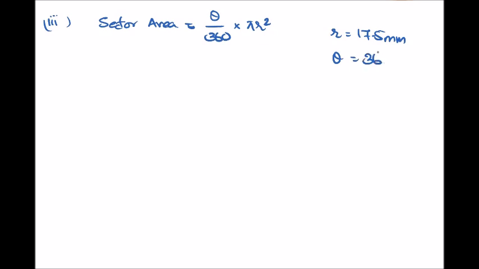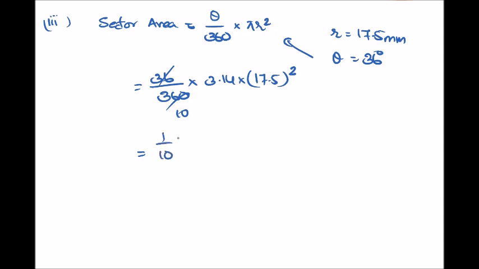Third question is find the area of each sector of the brooch. We know that sector formula, sector area is equal to theta by 360 into pi r square. Here r is equal to 17.5 millimeter and theta is equal to 36 degree. Substitute these values, we will get theta is 36 divided by 360 into 3.14 into 17.5 the whole square.